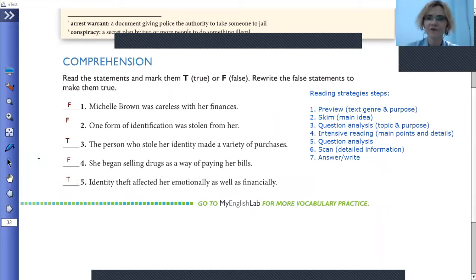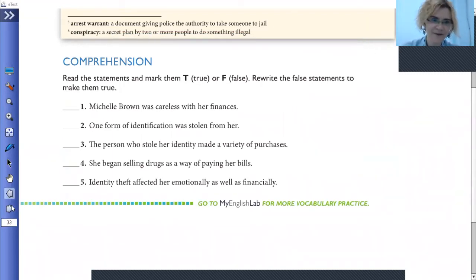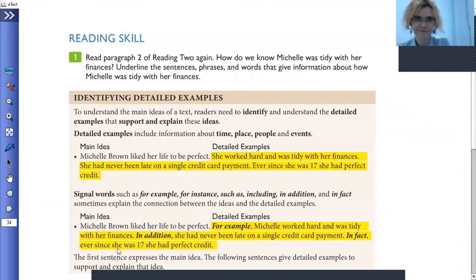Maybe a question about the reading strategies or a question about how to come to the answer for a true and false question, because you will definitely have this on your test as well. Any questions? Okay, then I'm going to clear this. Are we going to the next page?